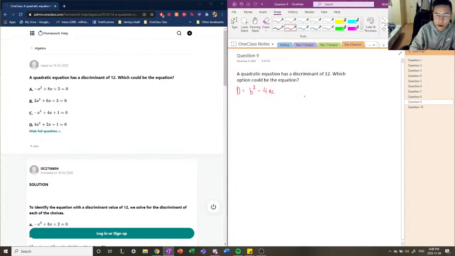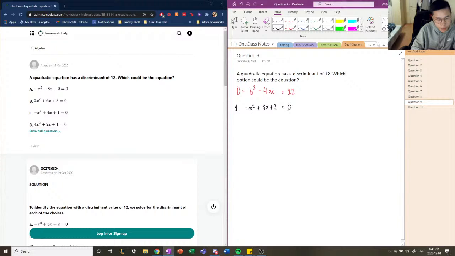So in this question, they tell us that the discriminant is equal to 12. So they want us to look at each of these options and evaluate which of these equations has that discriminant. So easy enough, we just need to do a lot of calculations here. So the first one is negative x squared plus 8x plus 2.